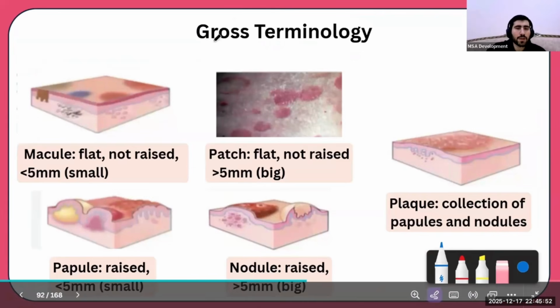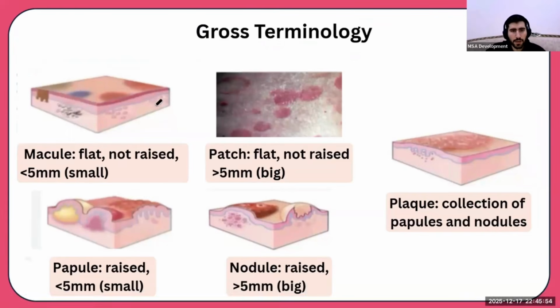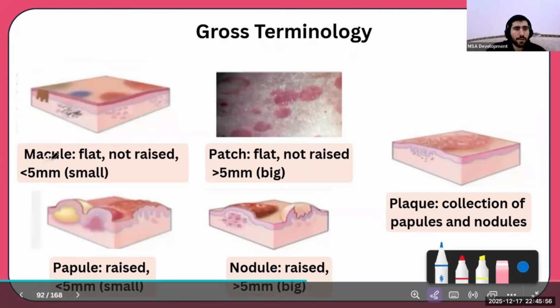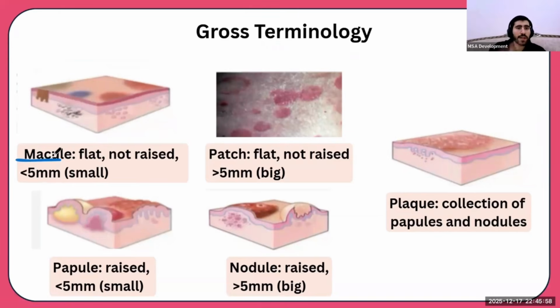Now we will talk about some gross terminology about the derma. First, we have macule. Macule is a flat, not raised lesion, and it's small, less than 5 millimeter. By the way, use the numbers from your slides as a reference. These numbers are the ones in step. I'm not sure if they are the same as in your slides. I checked, I remember they are the same, but please double check, because some people say it's below one something. So just double check it.